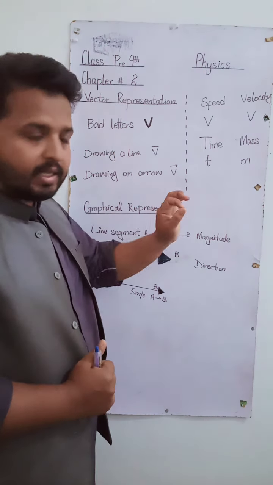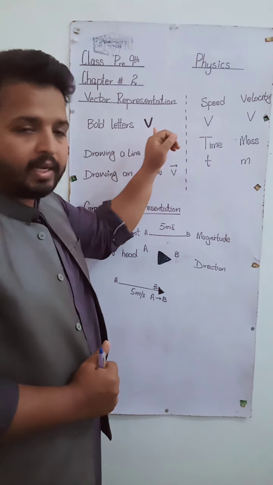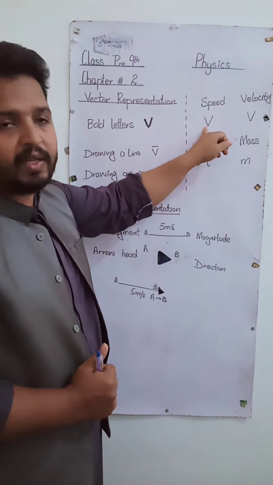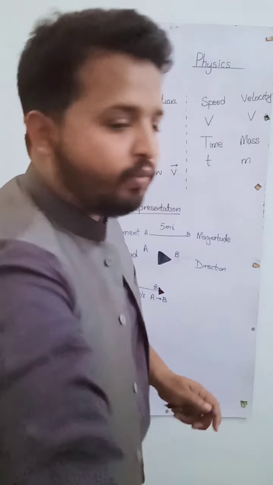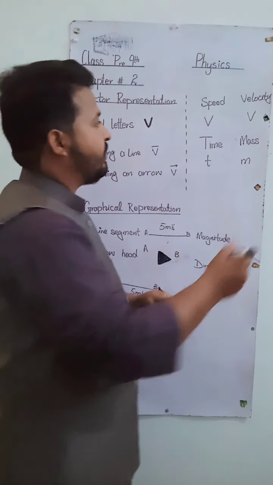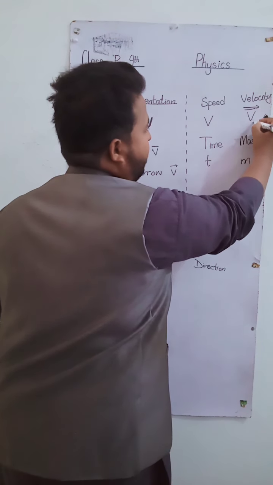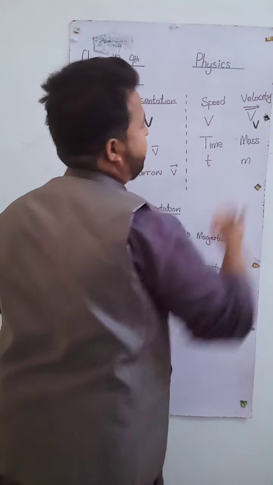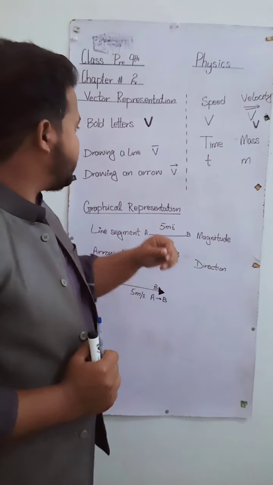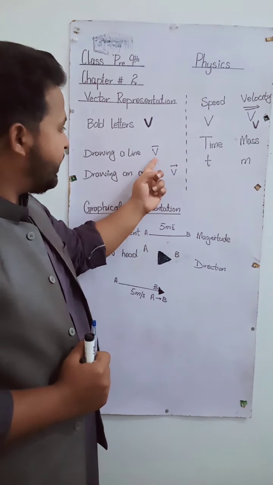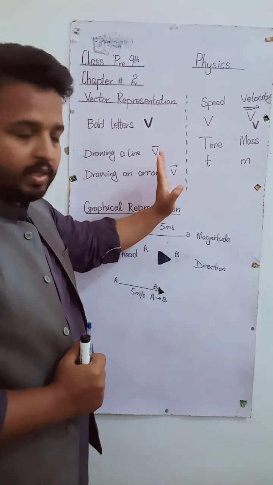If V is written without this line, without this arrow, and not in bold letters, for example this V, it shows a scalar quantity. But if we want to represent velocity, then we will put a line, an arrowhead, or a bold letter V for velocity. So this is all about vector representation. Bold letters, an arrow over the symbol or a line over the symbol show vector quantities.